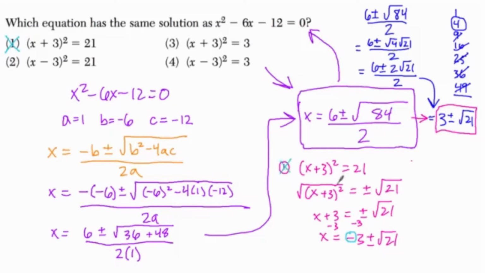So 1 does not work. At this point, the strategy is just to work through each one, doing a very similar process, and seeing which one gives us this solution. So if we proceed to number 2, I'll do that one in brown.